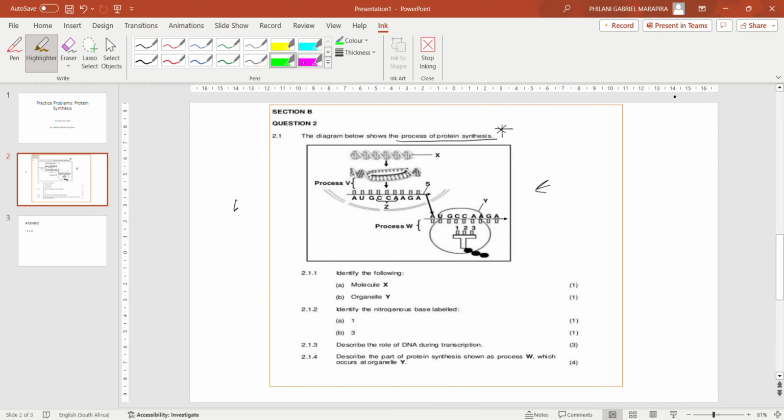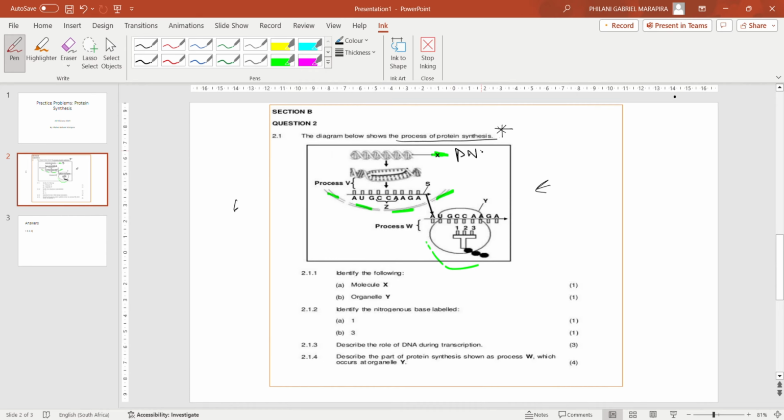So in this regard, whenever we talk of protein synthesis, we know that there are two organelles that are involved. This organelle, which has got pores, is called the nucleus, whereas this one is called the ribosome. Remember, we said there are two organelles that are involved in protein synthesis. So now let us analyze. We have been given a label here, X, and you can see that this label has got a double helix shape. So if they ask us what is molecule X, we know that this will be DNA.